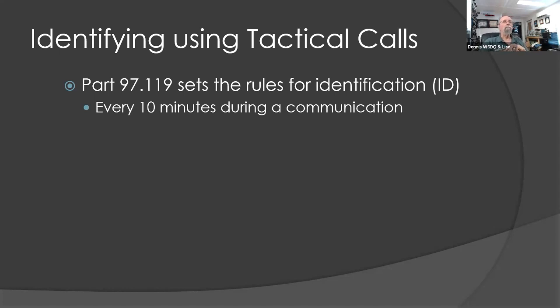Now, what is a communication? A communication can be multiple exchanges between two stations. So I can be transmitting 3 or 4 different times to another station, and we're talking back and forth, listening and talking, listening and talking, listening and talking. That is a communication. The single piece that I'm sending is a transmission. So I'm transmitting, he's transmitting, I'm transmitting, he's transmitting. That's a communication. When that communication ends, when we're done, we have to ID, or if it lasts 10 minutes or more, we have to ID. That is the requirement from Part 97, paragraph 119.